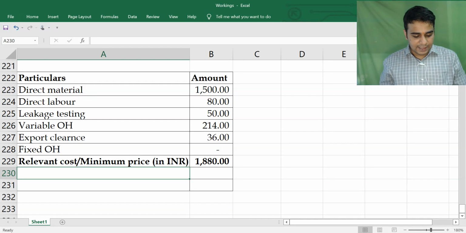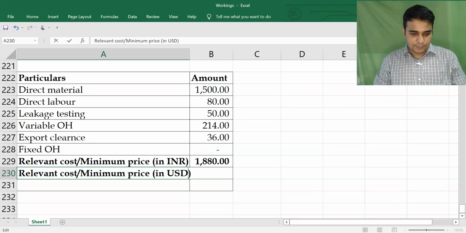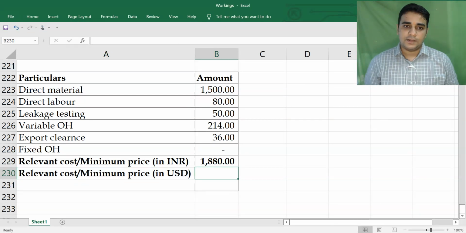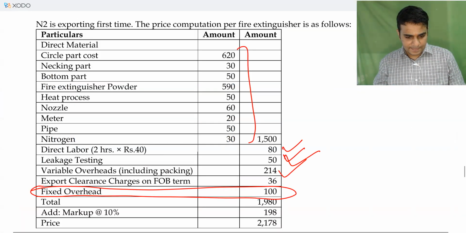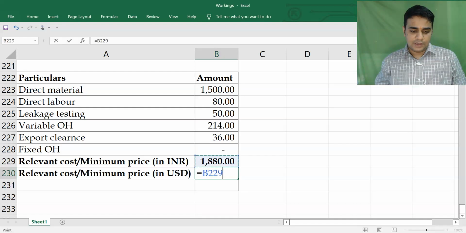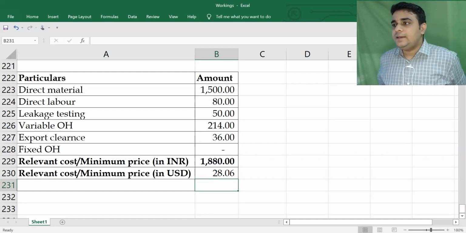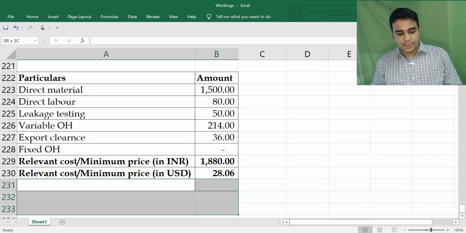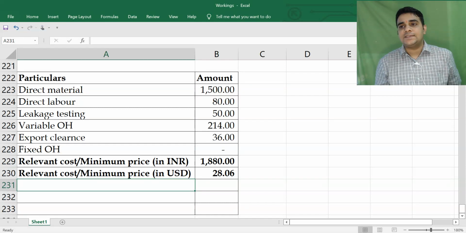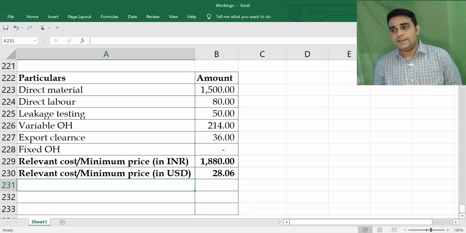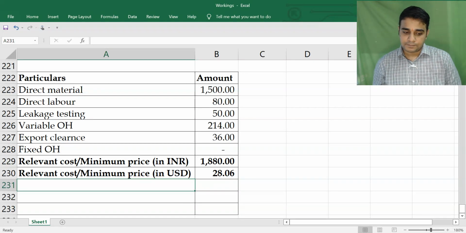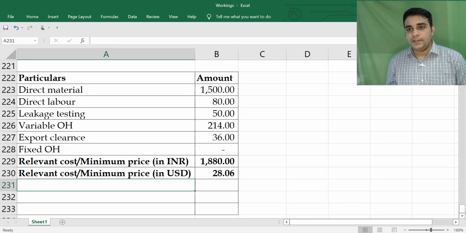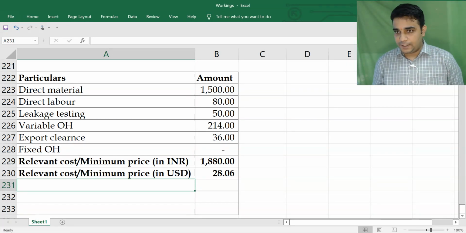1880. This is in INR. I'll convert this into US dollar. Exchange rate is given in the problem. I think the exchange rate is 67. So divide by 67. 28.06 should be the minimum price in US dollar. The supplier is ready to give it as 28.5. So financially at least it looks profitable.